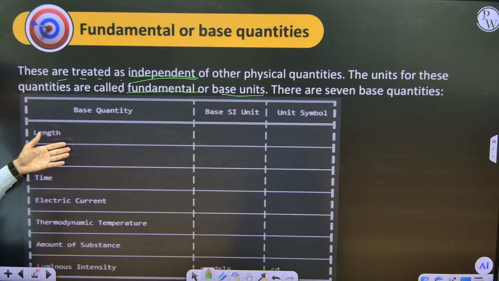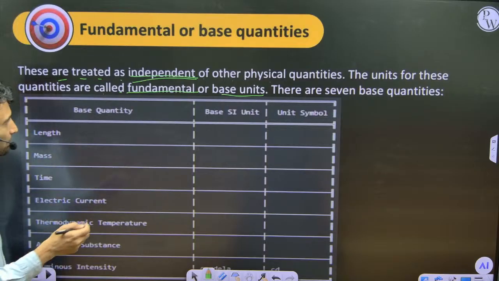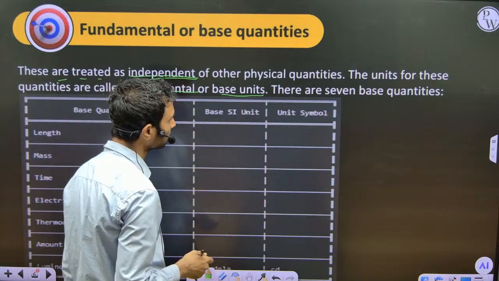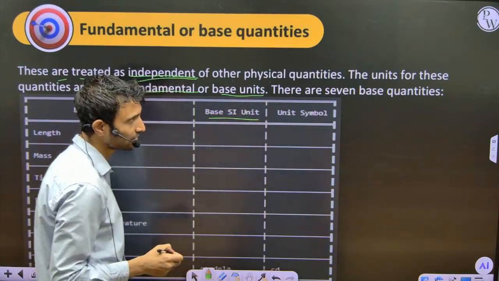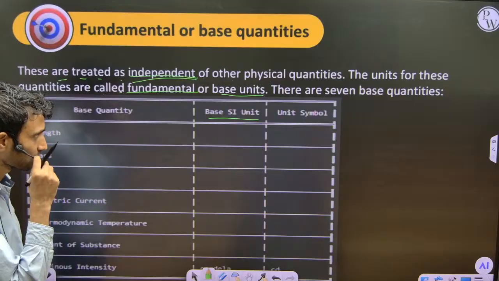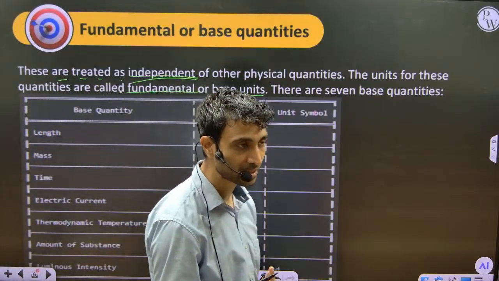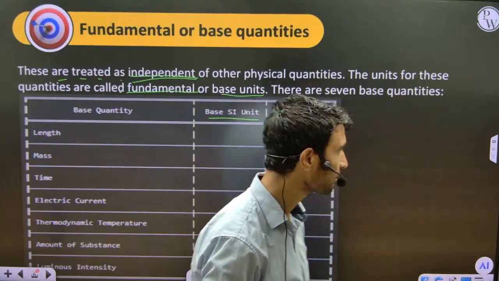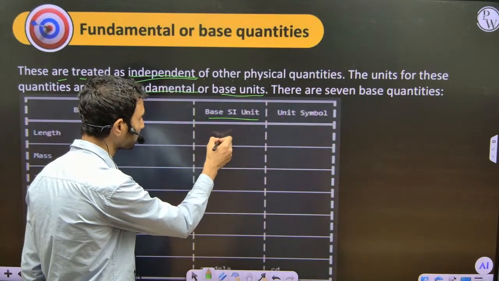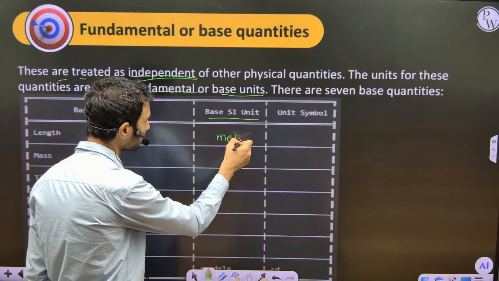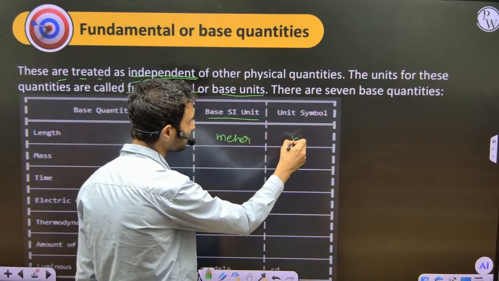Length, as you already know. What is the base SI unit for length? There is centimeter, then kilometer, meter. What is the SI unit? The SI unit is meter, and the unit symbol is m.